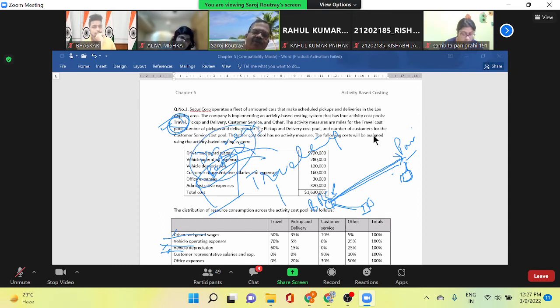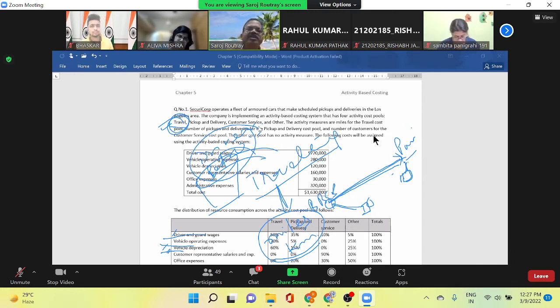And traveling cost, what is the activity that drives the traveling cost? That drives means that increases or changes the traveling cost. What is that activity? Miles run, miles or kilometers run. If running of vehicle increases, the traveling cost will increase.